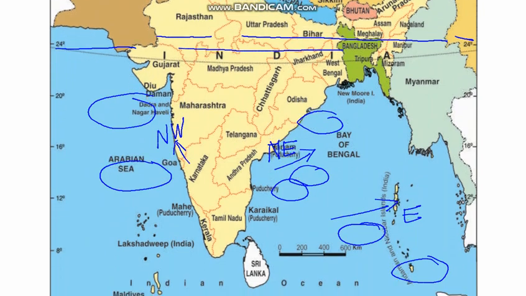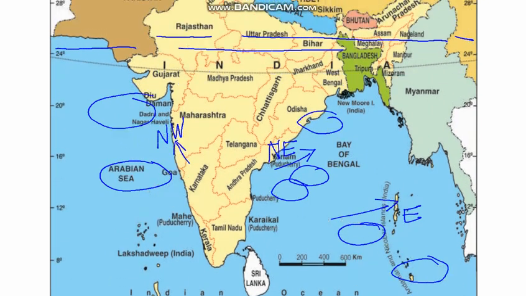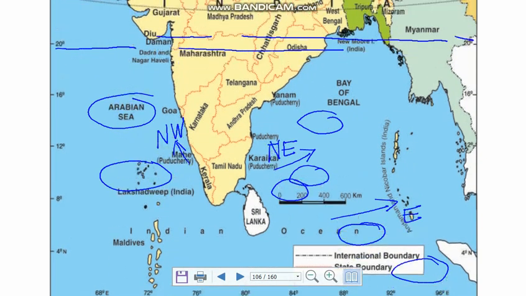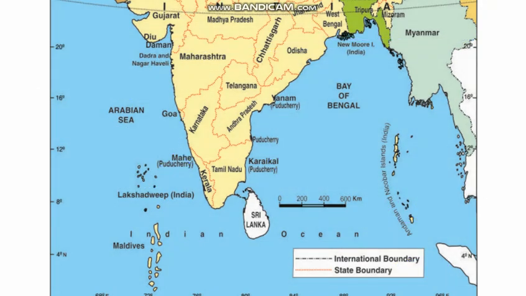Now if you see here, we also have Sri Lanka in the south. Sri Lanka is a country located on the southern side of India, and there are Maldives also, but they don't have direct boundaries with India.